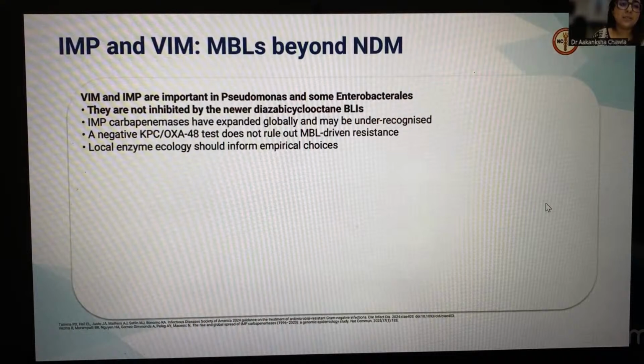Then the others are the IMP and VIM, which are important in cases of Pseudomonas and some Enterobacterales. They are not inhibited by the newer BLIs.